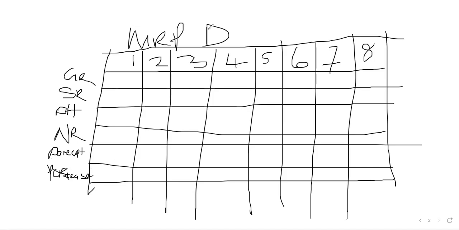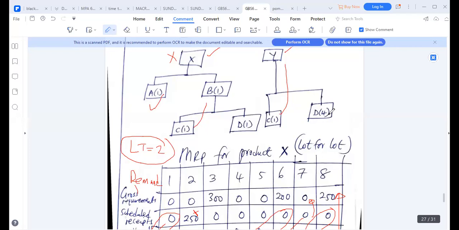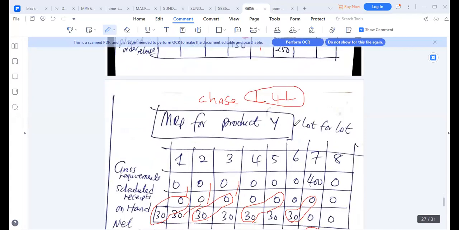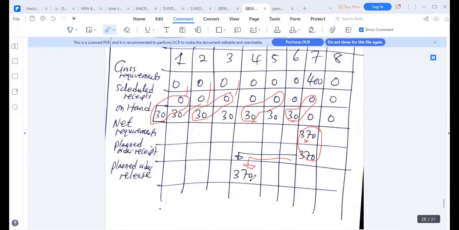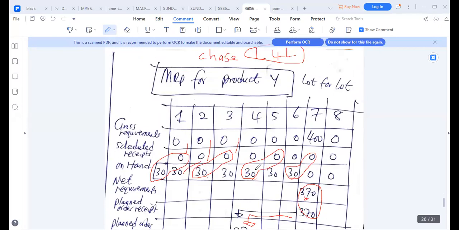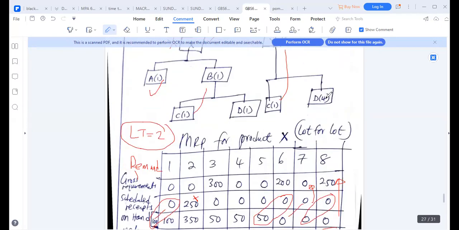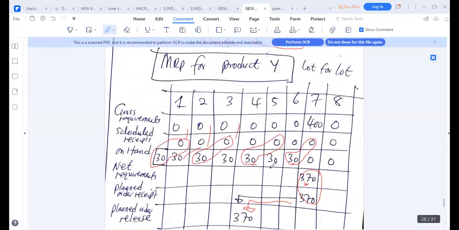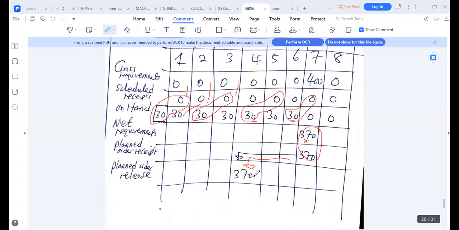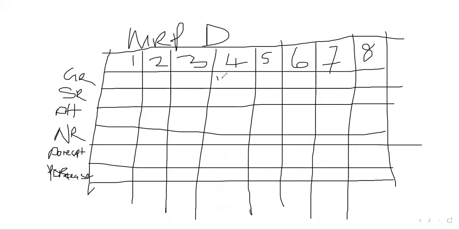So D is coming from two components. There's a D coming from B and a D coming from Y. For D coming from Y, you multiply by 4. So D from Y, this 370 times 4, because there is a 4 there. So D from Y by 4 in that week. So it's 370 times 4, which is 1,480. So here it is 1,480.